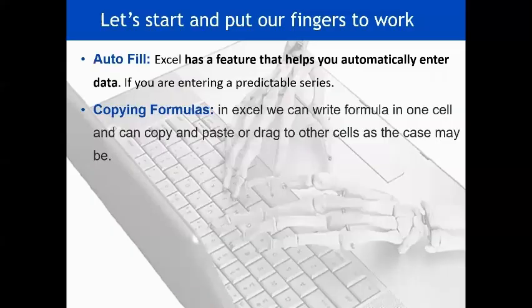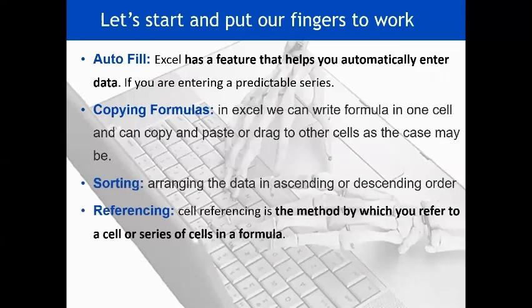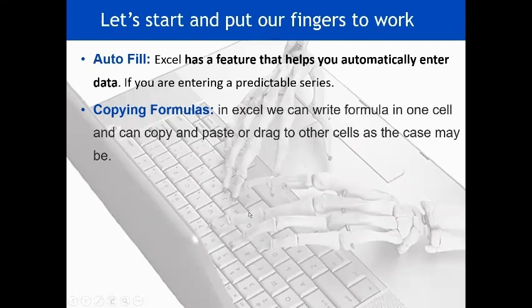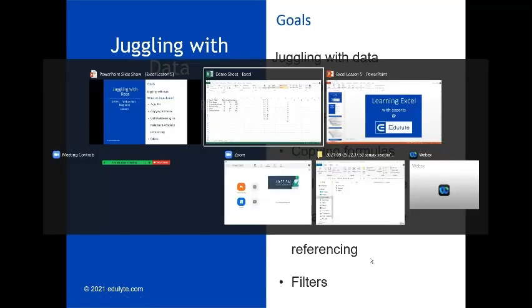Now, let's go back and talk a little bit about referencing. We will come back to sorting in a while. So cell referencing is the method by which you refer to a cell or a series of cells in a formula. And as we have discussed in our previous slide, we will talk about relative reference and absolute referencing. So let's talk about that.